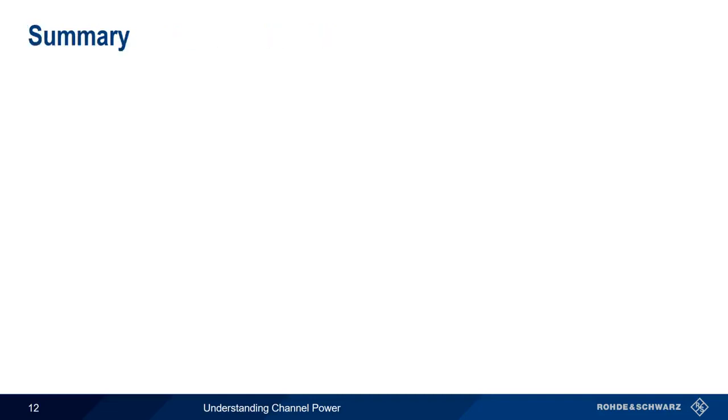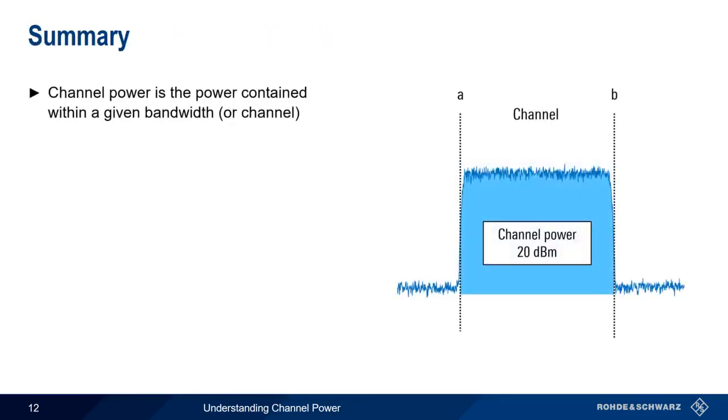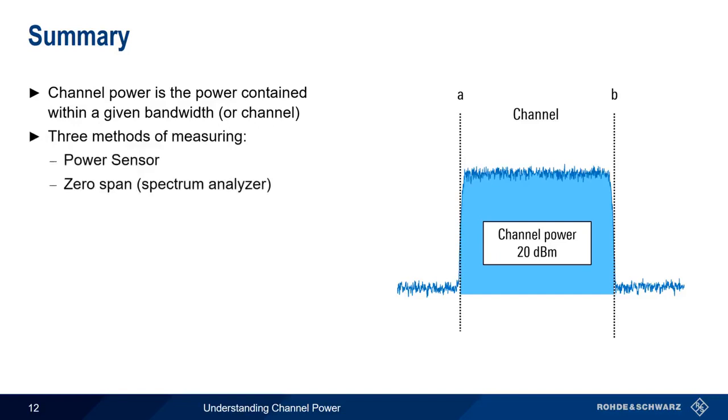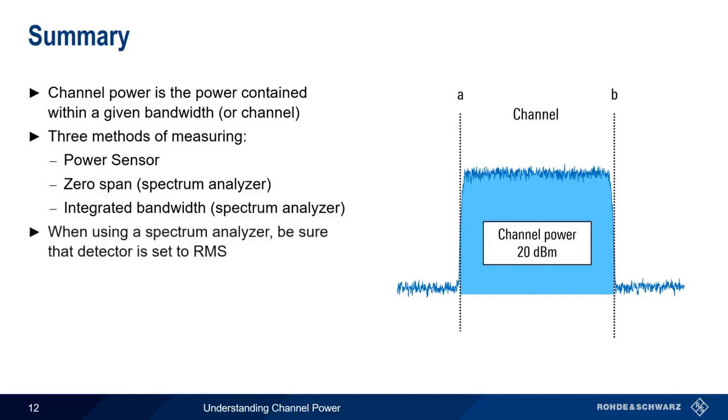So in summary, channel power is the power contained within a channel, that is, power over a given bandwidth or between two limits. There are three main methods for measuring channel power: using an RF power sensor, using a spectrum analyzer in zero-span mode, or using the so-called integrated bandwidth method, in which a spectrum analyzer uses a narrow resolution bandwidth to integrate the power within a channel. Since channel power is a power measurement, our detector type should always be set to RMS when we measure channel power with a spectrum analyzer.